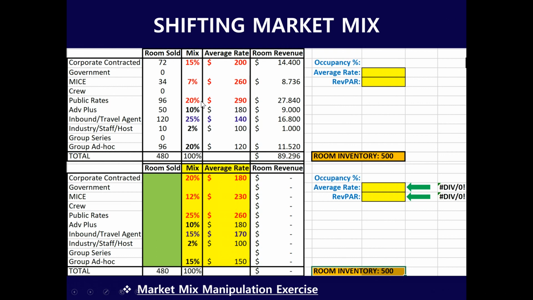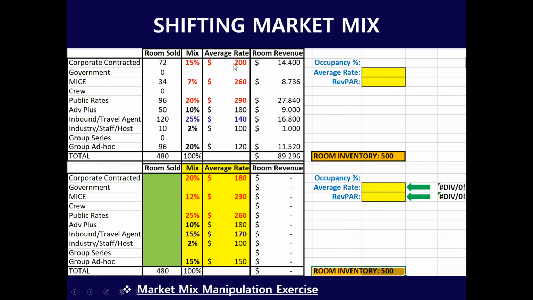we need to lower our average rate to sacrifice and get more volume. So what we can do is, instead of selling $200 for corporate contracted, why don't we lower this rate down to 180 and try to increase our market mix to 20% instead of 15.